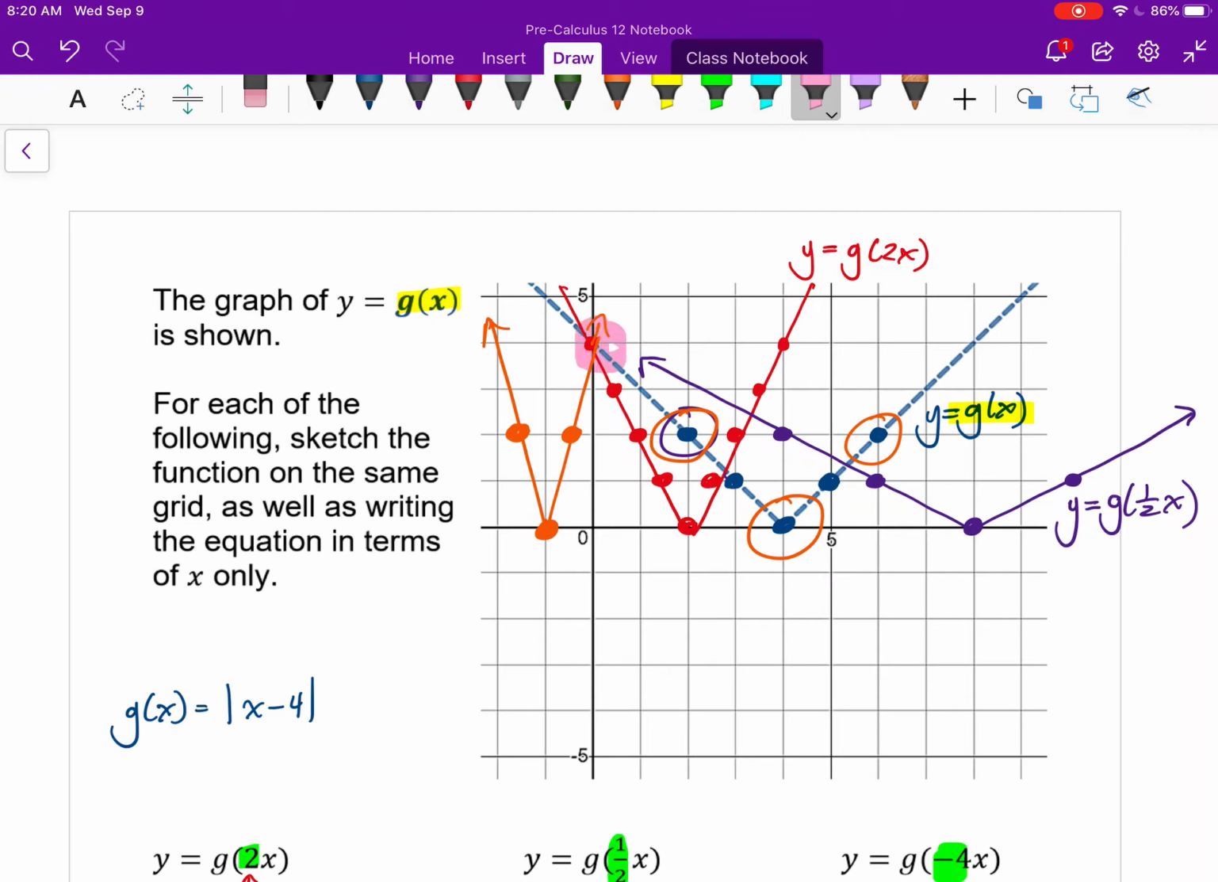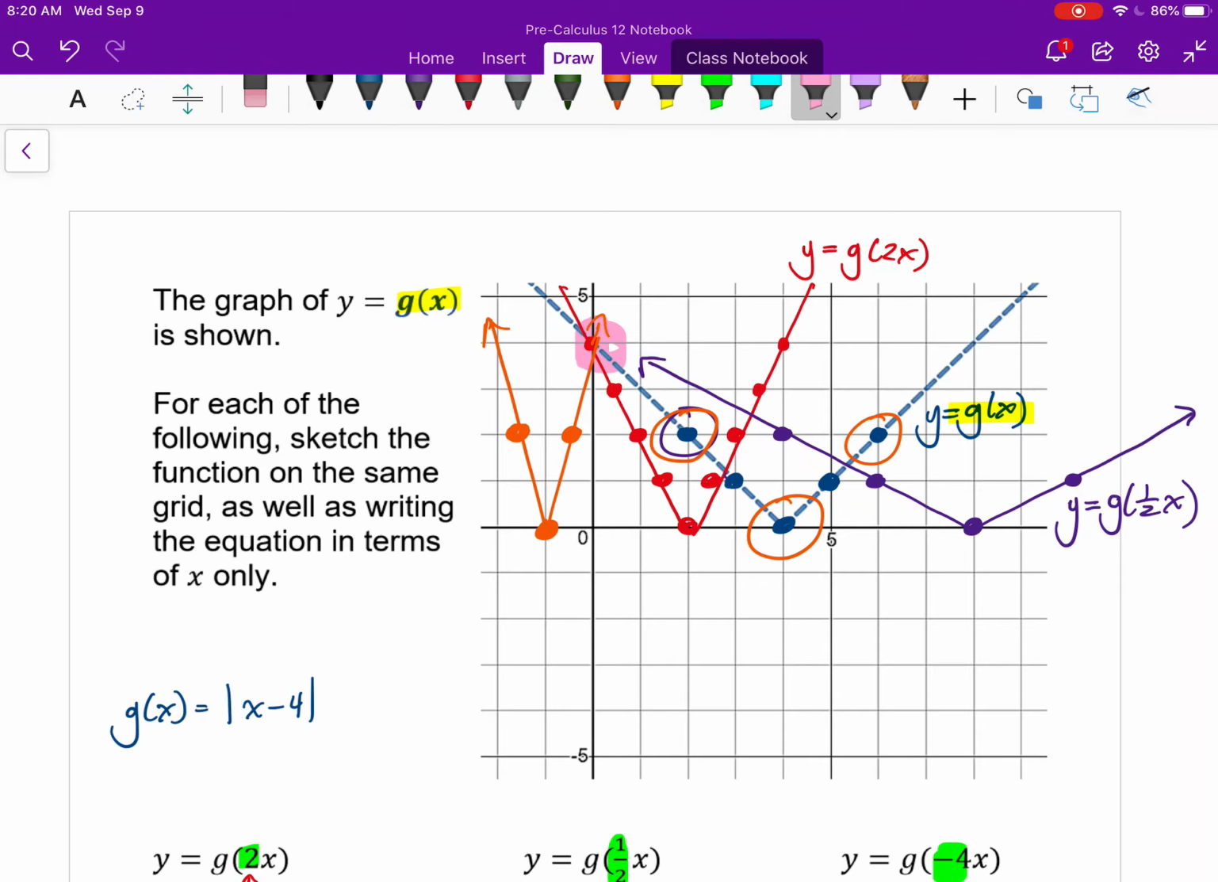Notice that point right there is the same on both, in fact, in all the graphs. If you draw them fully, all the graphs go through that point. That's on the y-axis. Any sort of horizontal change, points on the y-axis won't change, which makes sense, because any point on the y-axis has an x-coordinate of 0. 0 times anything, it's going to be 0. All right.